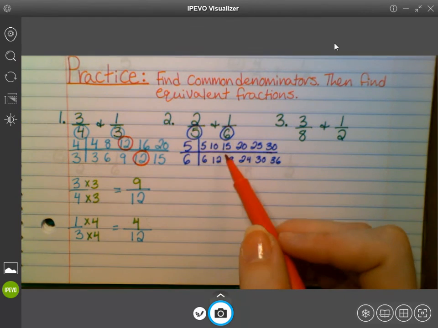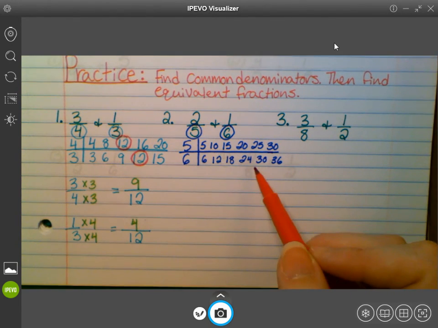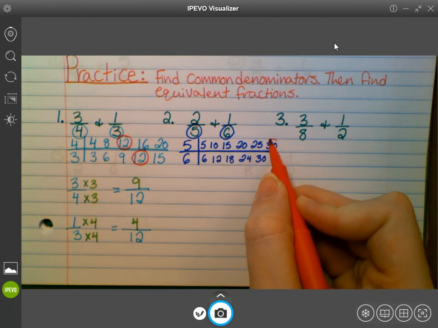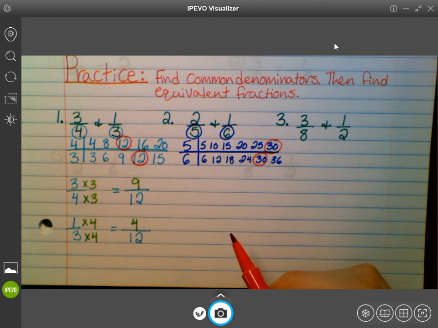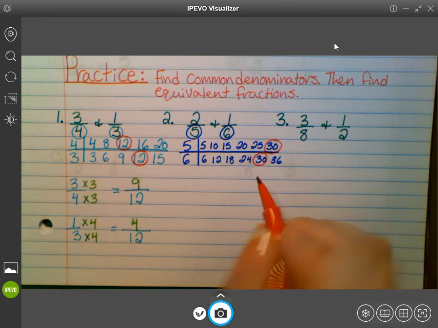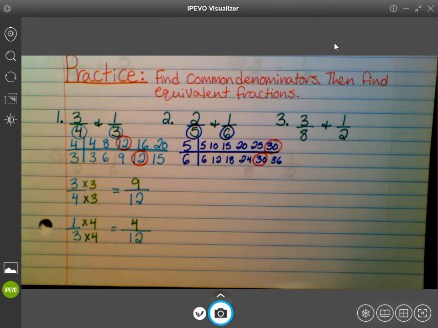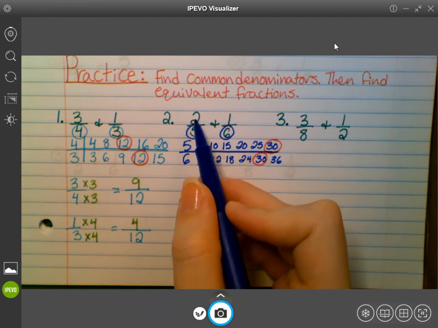Okay, I'm looking. 30. How many of you got 30 as the multiple they have in common? Nice. 30. Perfect. So then, again, I'm going to set up my fractions down below. Take the first fraction, 2/5.